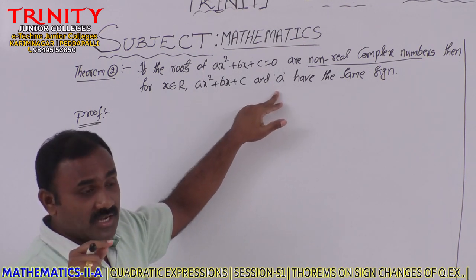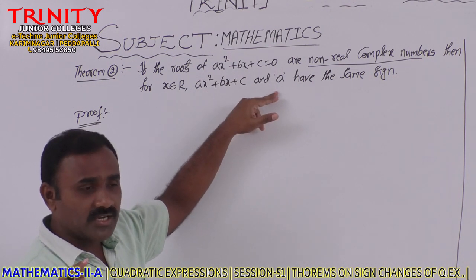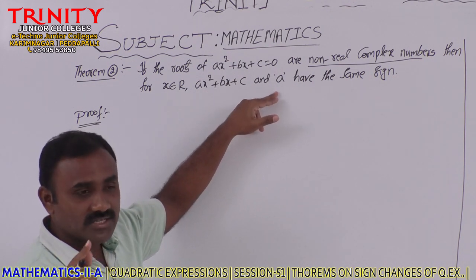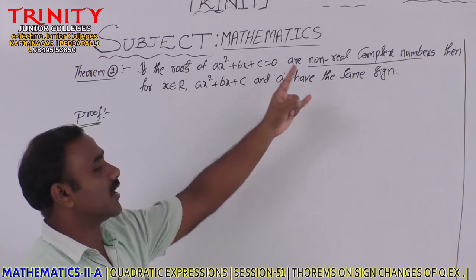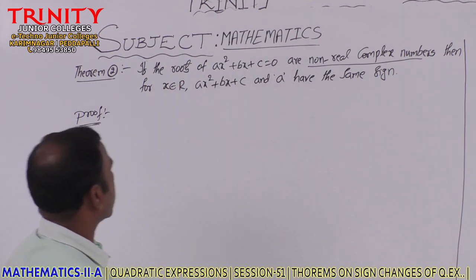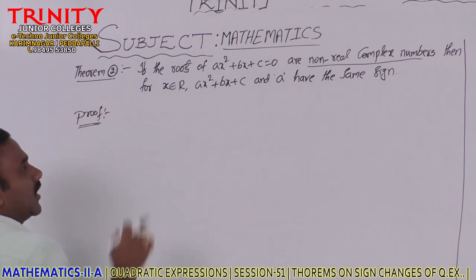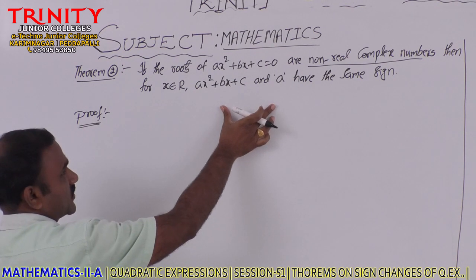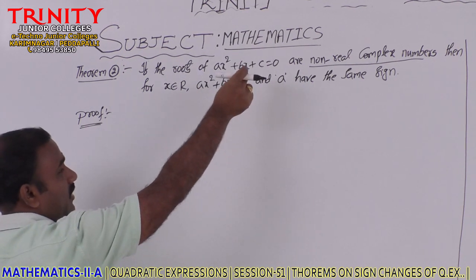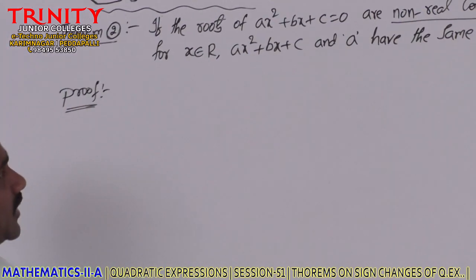If both are having the same sign, then we have to check the discriminant. If the discriminant is less than 0, then the roots are non-real complex numbers for all x belongs to R. Now we will see whether both are having the same sign, by using non-real roots, whether it is true or not. We will see now.